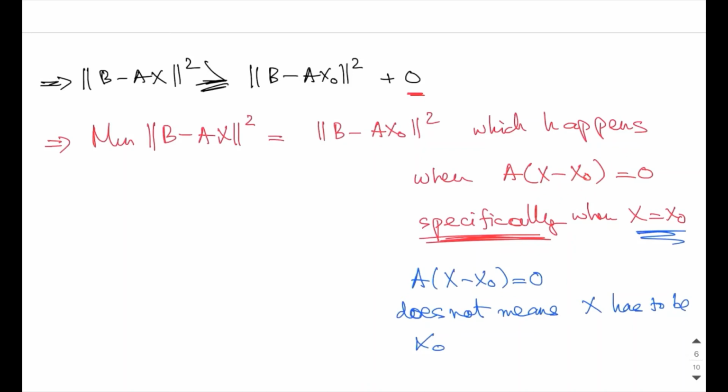And from here, if you look at this, it is actually the square of the error. And in this problem, we obtain the minimum of the square of the error. The square of the error is least. That is why we call the problem the least squares problem.